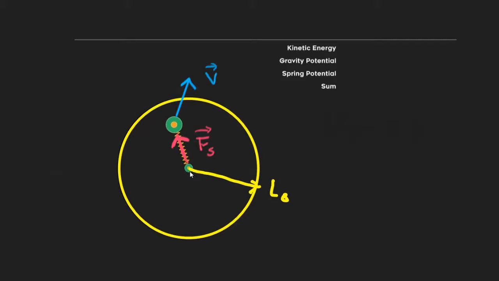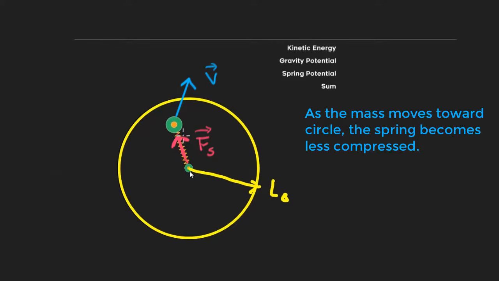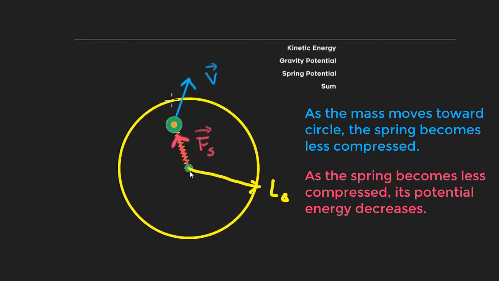So what does this mean about the spring? At this instant, the spring is in compression, but it's getting less compressed, because the mass is moving towards the circle. If the spring is becoming less compressed, then the spring potential must be decreasing.